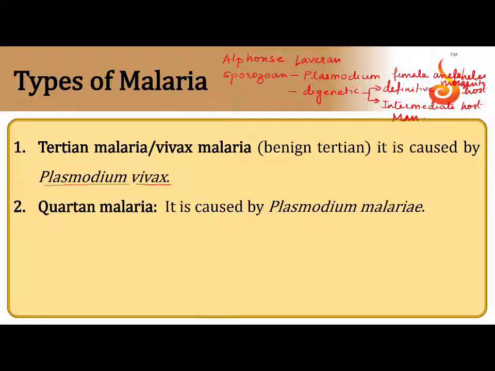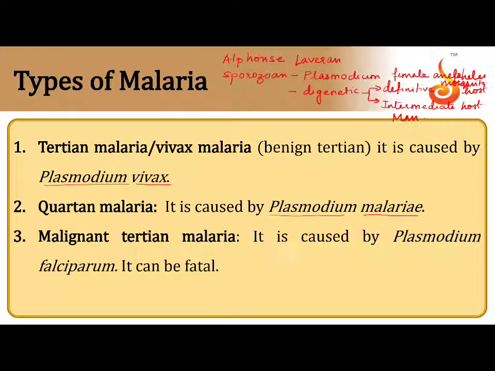The second one we call quartan malaria. It is caused by Plasmodium malariae. It is not so highly potent. It is more simple and more easily recoverable. The third one is called malignant tertian malaria. It is highly potent, very dangerous, it is fatal. The reason why it is fatal is that the effect is in the cerebral region, and we call it cerebral malaria.